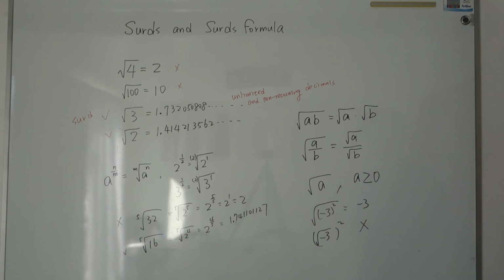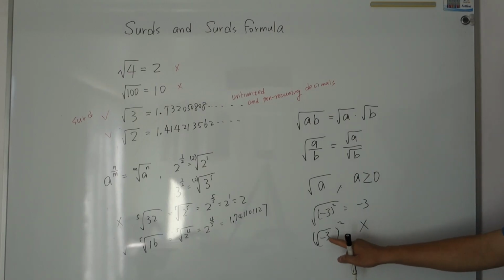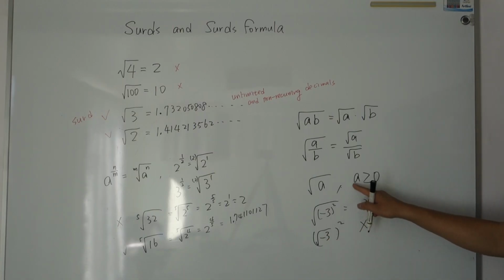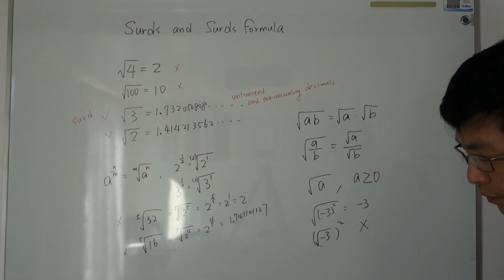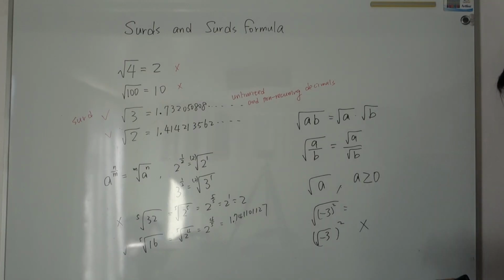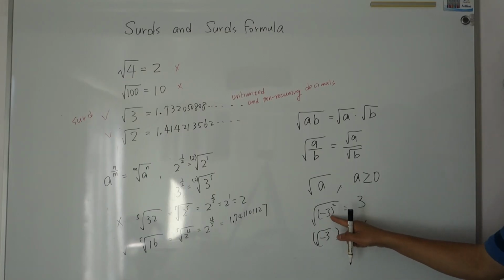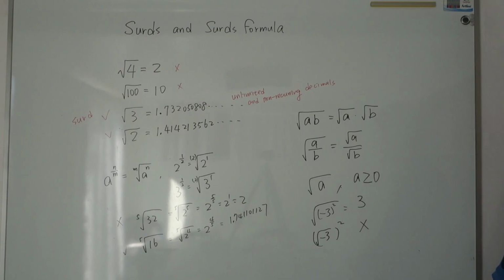It doesn't make sense, because inside the square root must be bigger than or equal to 0. And for negative 3 squared, you square first. Here is 9. 9 square root will become what? Sorry, should become 3. Negative 3 squared is 9, and 9 you take the square root, so it's 3. Understand? Okay. So just remember these two concepts are very important.